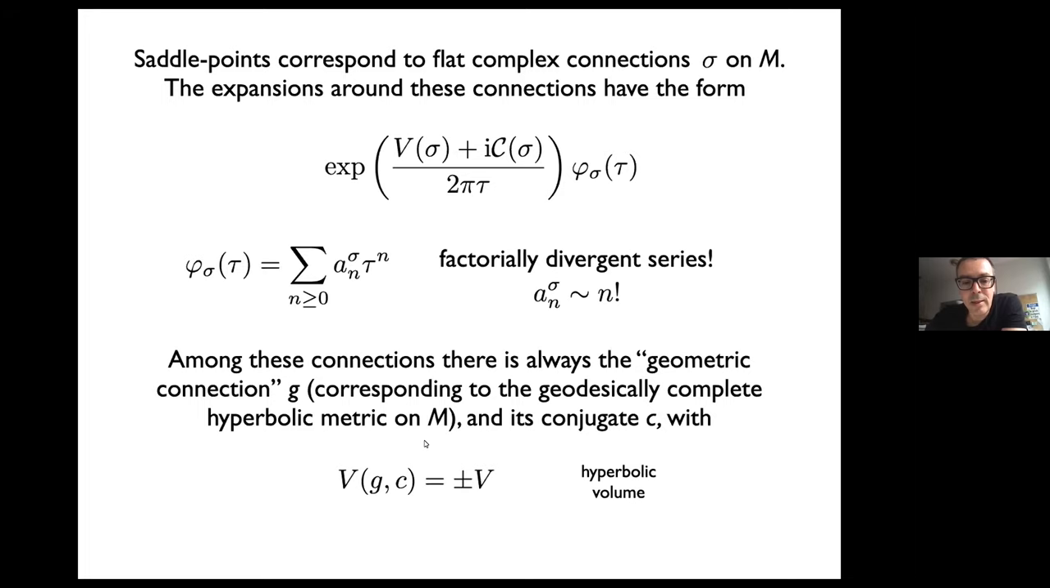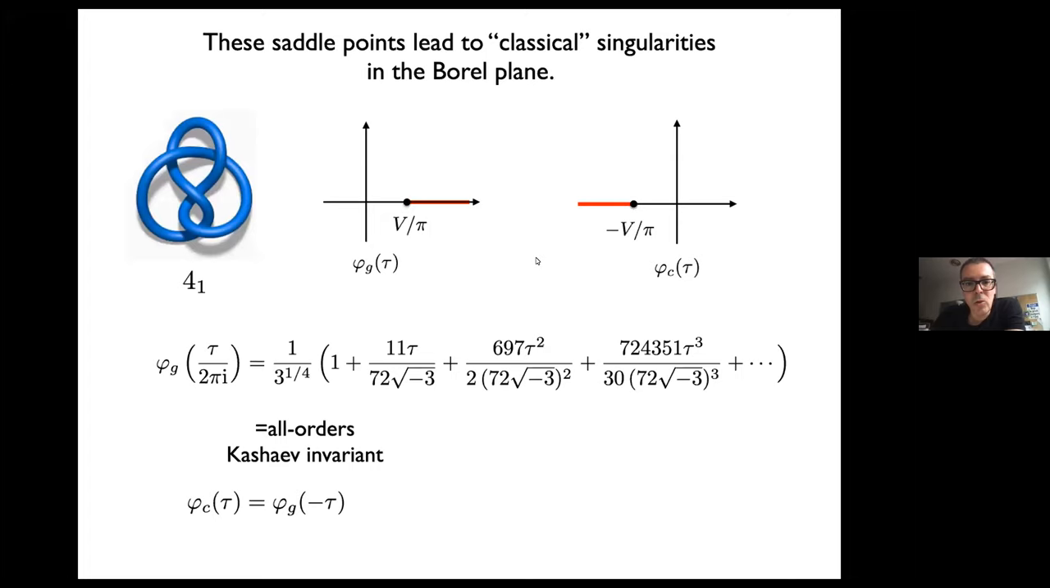And they are very important because the real part of the classical action on these connections is actually the hyperbolic volume of the knot. Okay, so these are asymptotic series which are deeply related to the volume conjecture for these state integral invariants. So the semi-classical behavior of this quantum invariant gives you a classical geometric invariant of the theory, which is the hyperbolic volume of the knot.